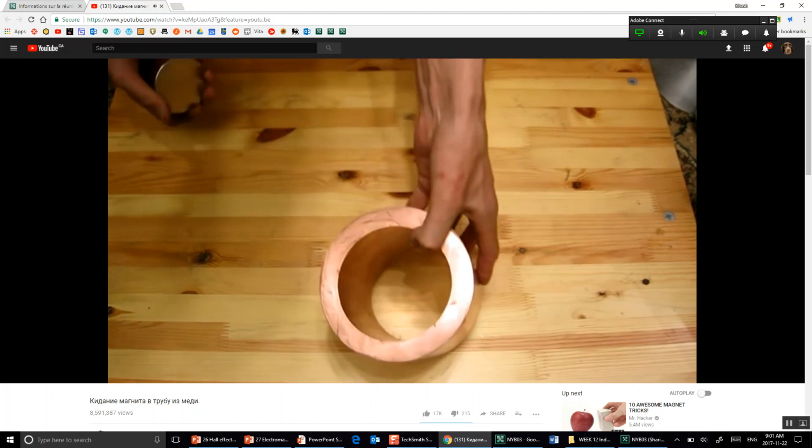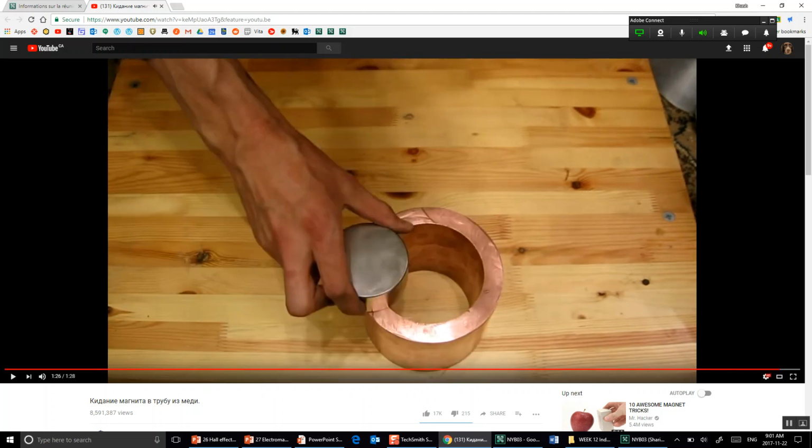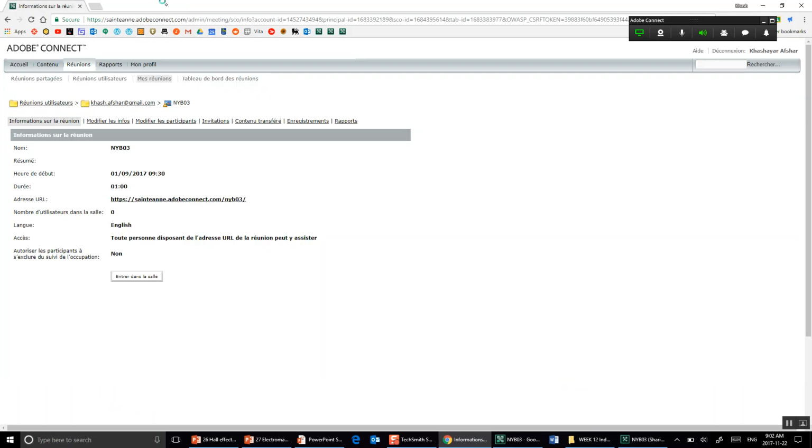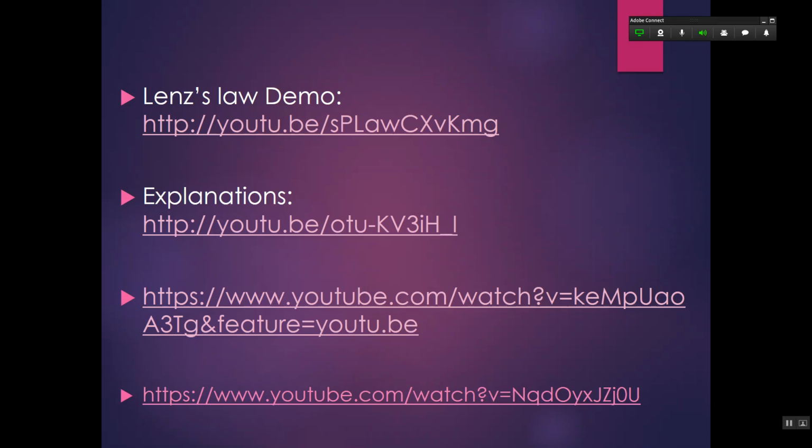And one last video. This is a Veritasium video. We're going to figure out what Lenz's law is. It's going to be somewhat explained in this video, and then we'll explain it together in detail after this video.